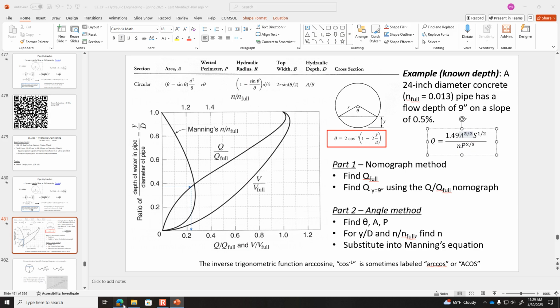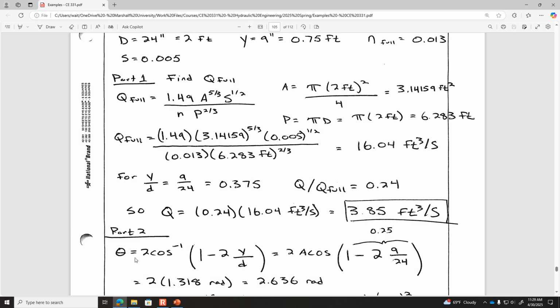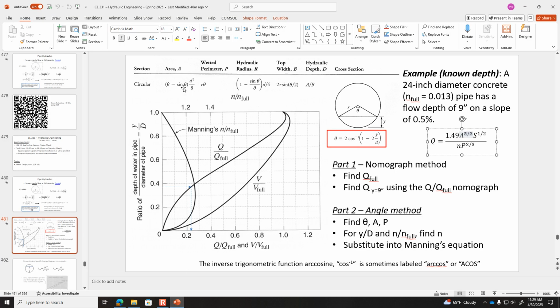Now that we've all agreed that the angle we're looking for is 2.636, calculate the area, wetted perimeter, and then find out what's the new n value that we should be using. If it's 37.5% full, we go over here and then up to find the ratio of n to n full. So let me pause the recording and maximize this again so you can get a better look at the figure.